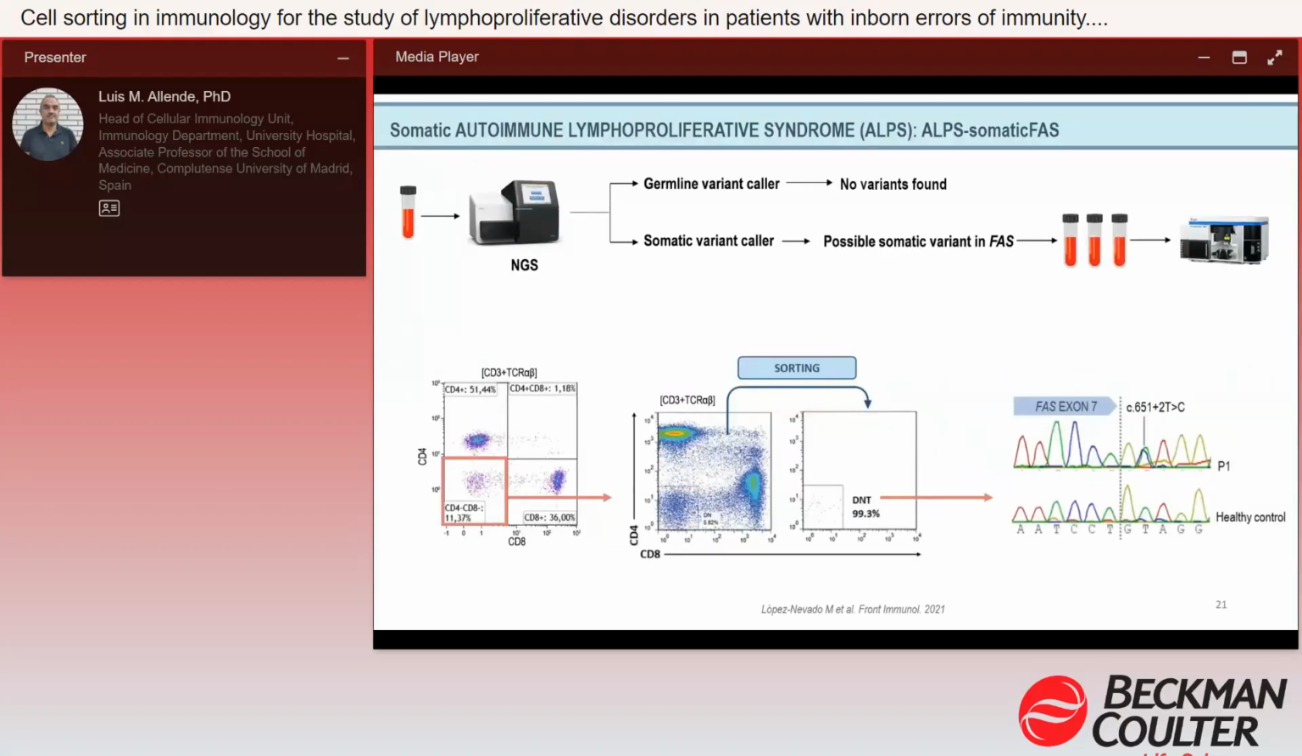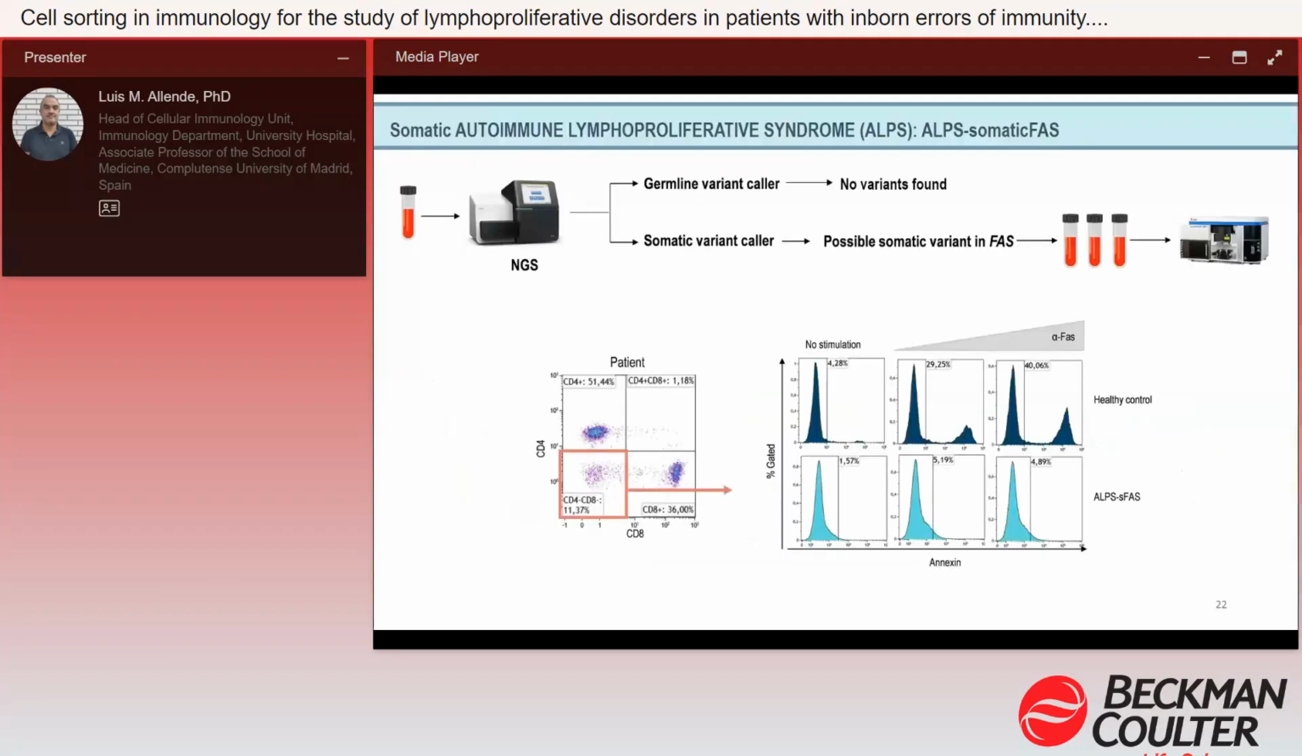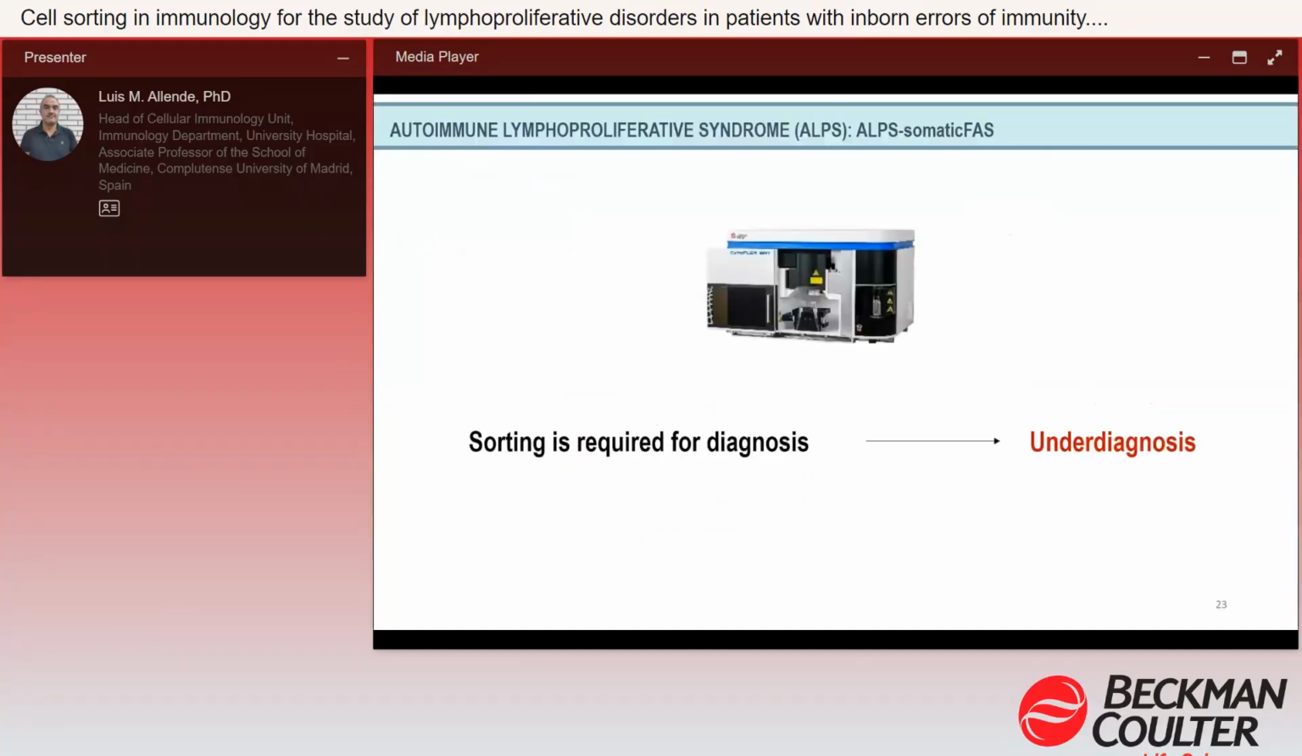The candidate variant was validated by Sanger sequencing in a sample of DNA isolated from DNT cells by sorting, as you can see here, confirming the mutation shown by NGS in this +2 position. Here you can see the double peak in comparison to the healthy donor. In this case, we could demonstrate a functional deficiency of apoptosis in these isolated DNT cells in the somatic ALPS patient compared with a healthy donor. Therefore, we could diagnose a somatic ALPS patient in a child with only 1 year old.